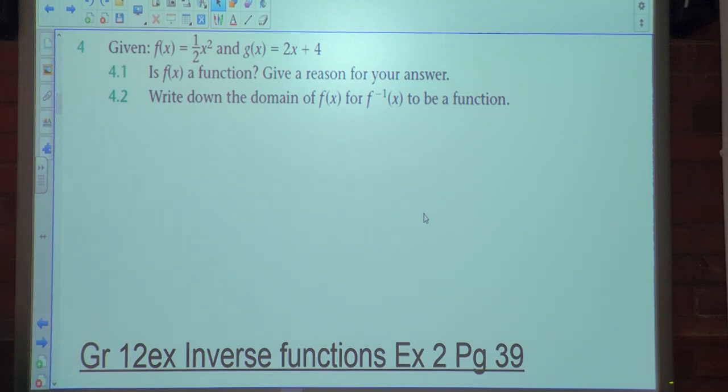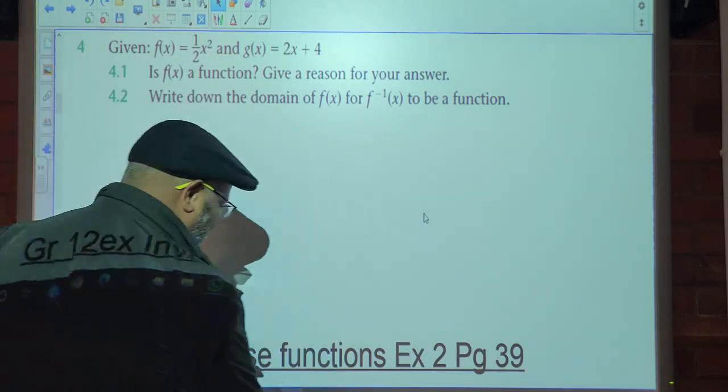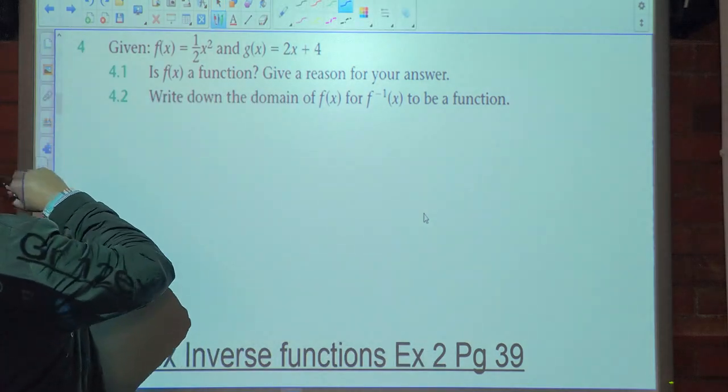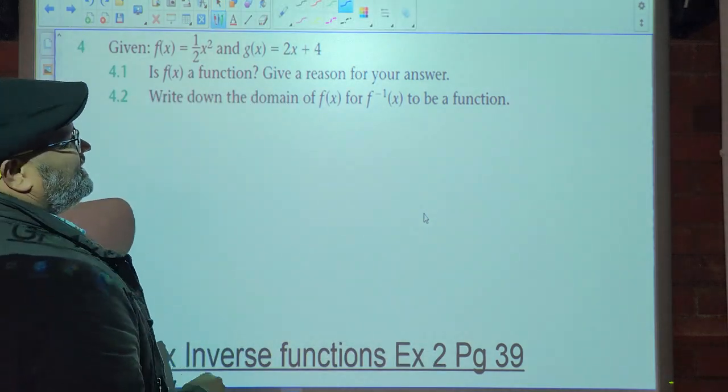Alright, so what type of function is this? Yes! Many to one. Right, 4.2. Write down the domain and the range.